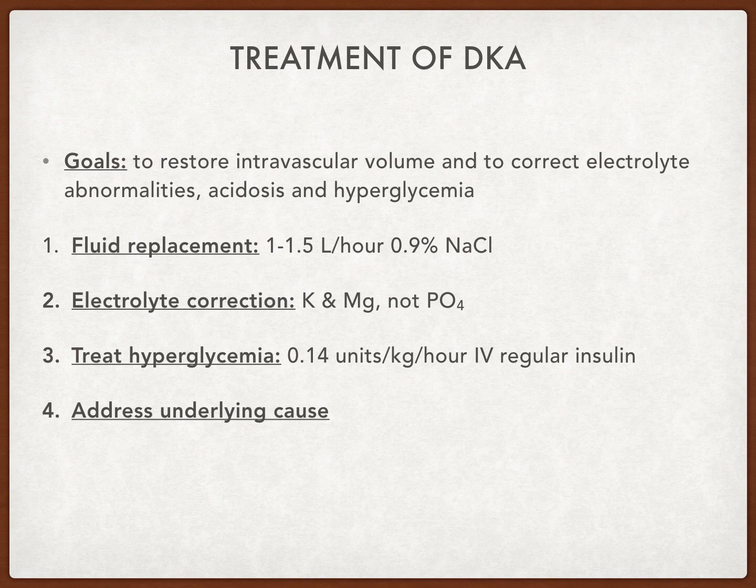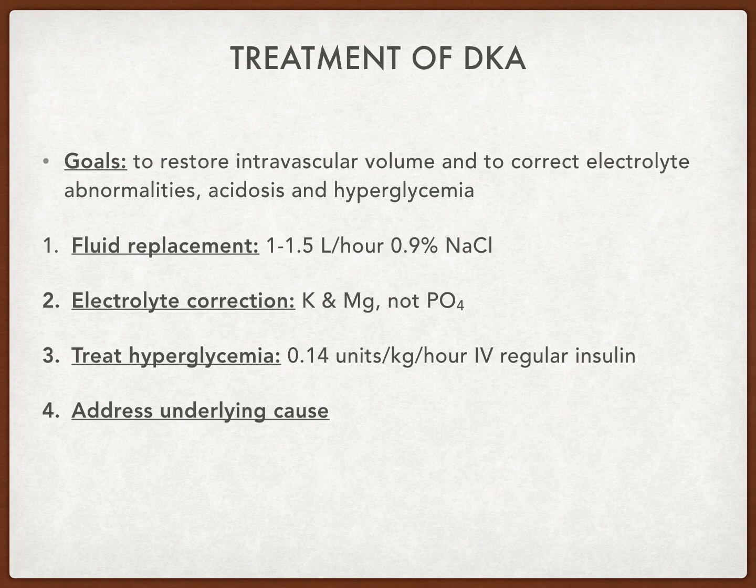As for treatment, the principles of treating DKA are going to be the same regardless of whether or not the patient is euglycemic. Our goals for treatment are to restore intravascular volume and to correct any electrolyte abnormalities, acidosis, and hyperglycemia if present. Our first-line therapy is intravenous fluids. Administer normal saline at a rate of 1 to 1.5 liters per hour as initial fluid replacement.